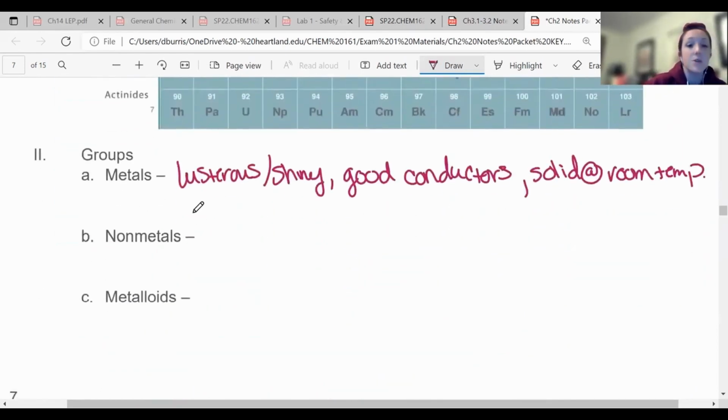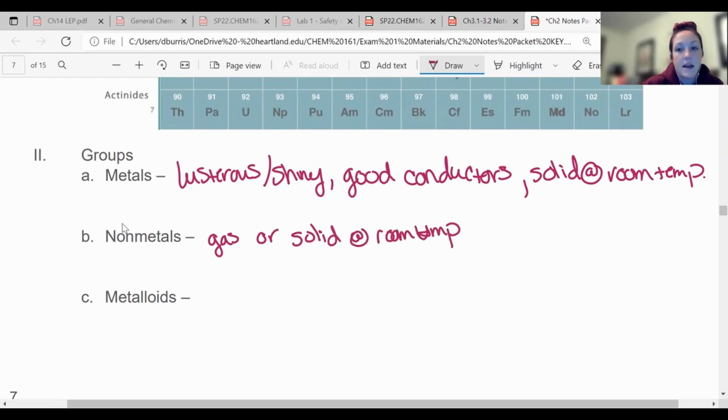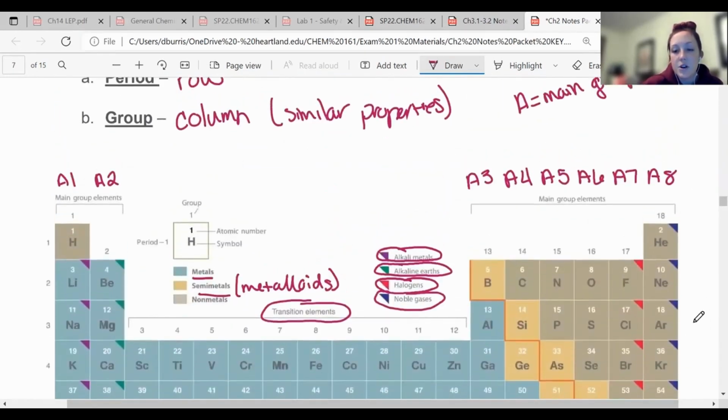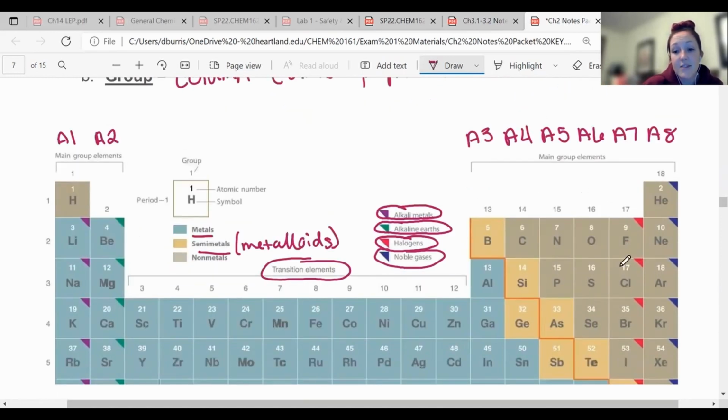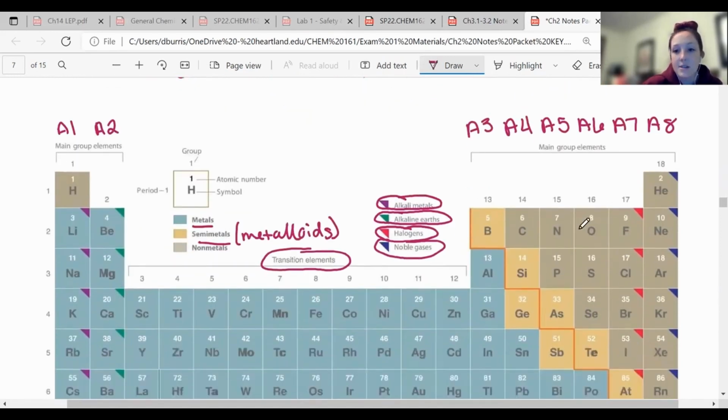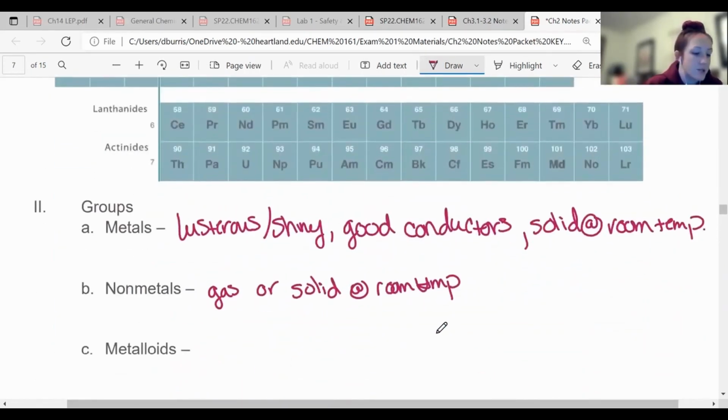Okay, so nonmetals are kind of the complete opposite. Most of them are gases, or they can be brittle solids. I'm just gonna write solid at room temperature. Okay, these are all gases over here, noble gases. Group A7 is mostly gases, oxygen, nitrogen, those are gases. But you still have some solids in here. We have carbon, phosphorus, sulfur. Those things are all going to be solids. So there's kind of two options there.